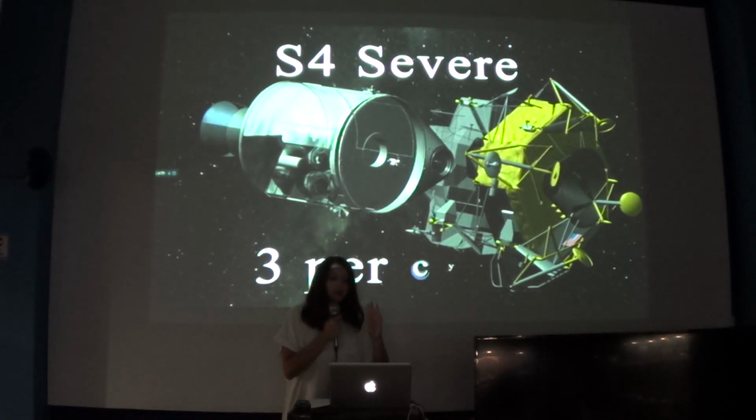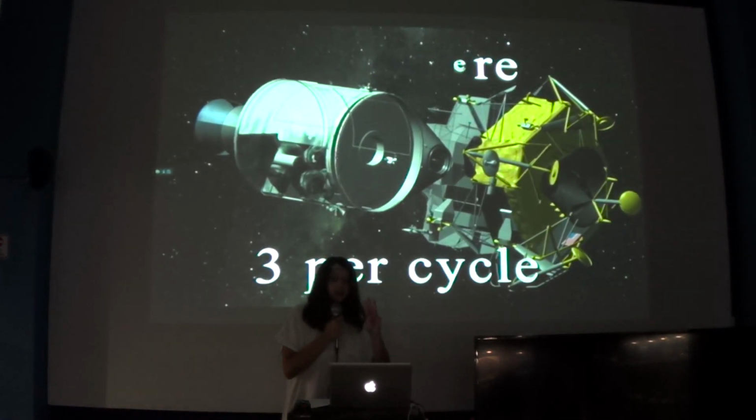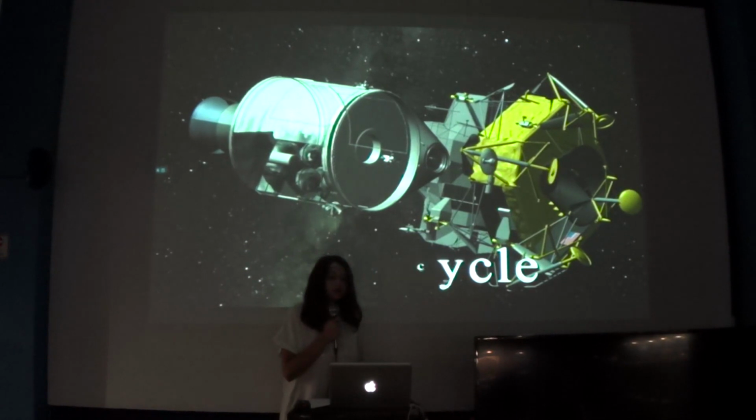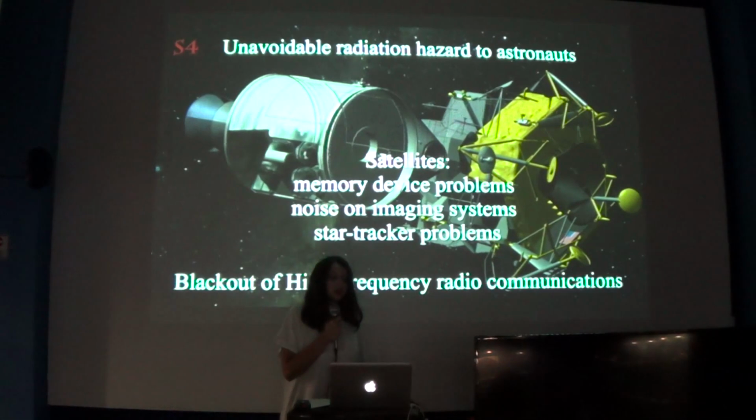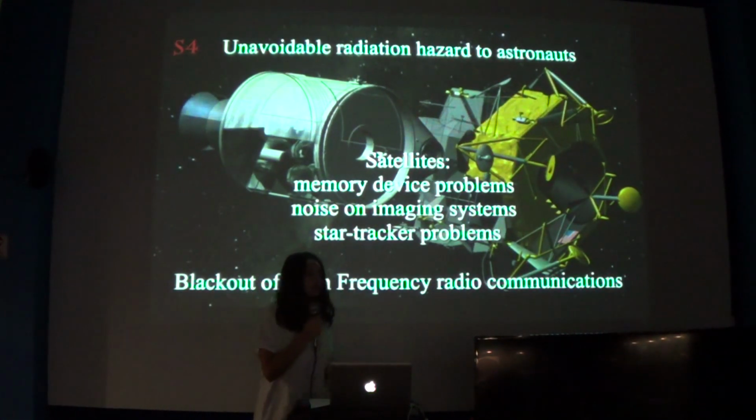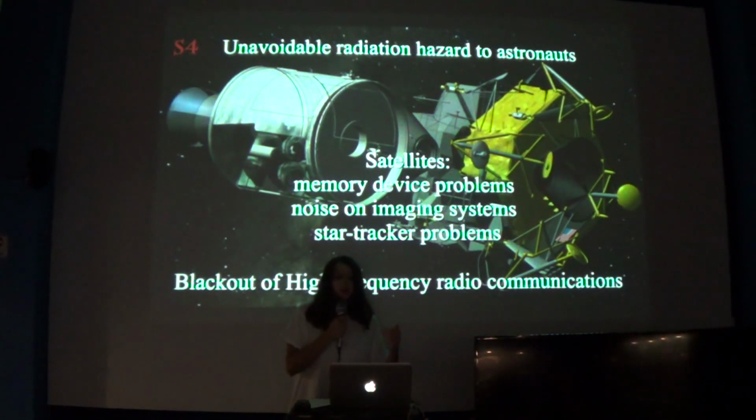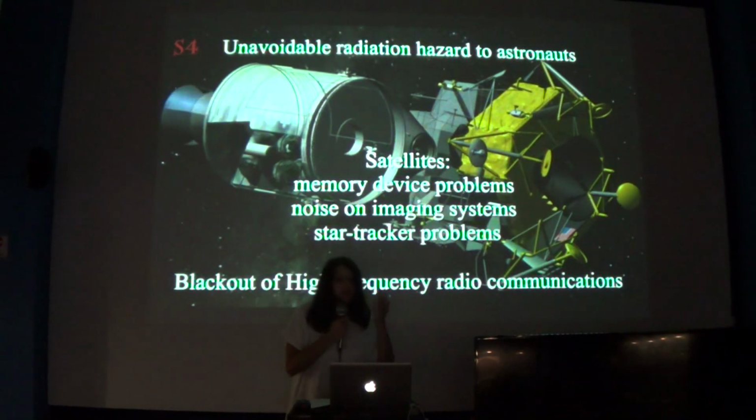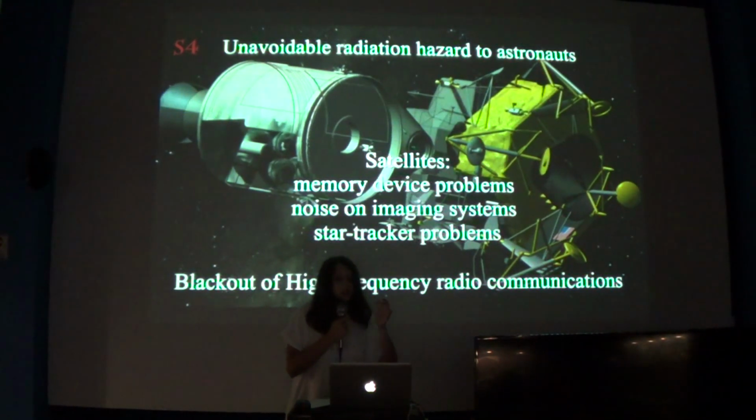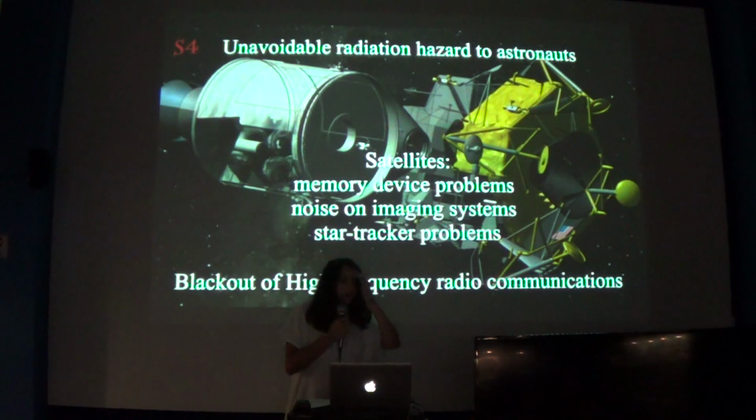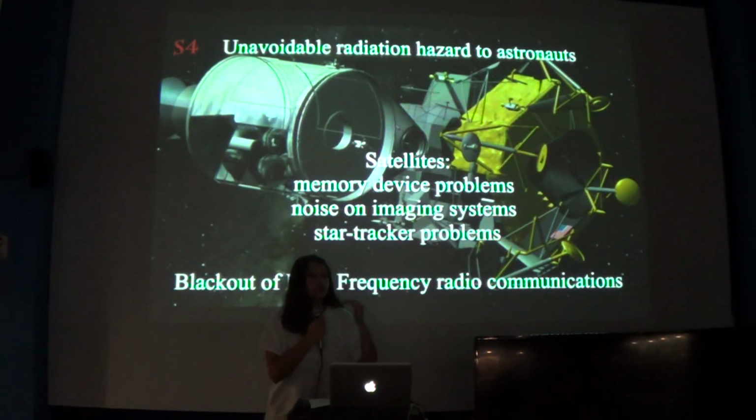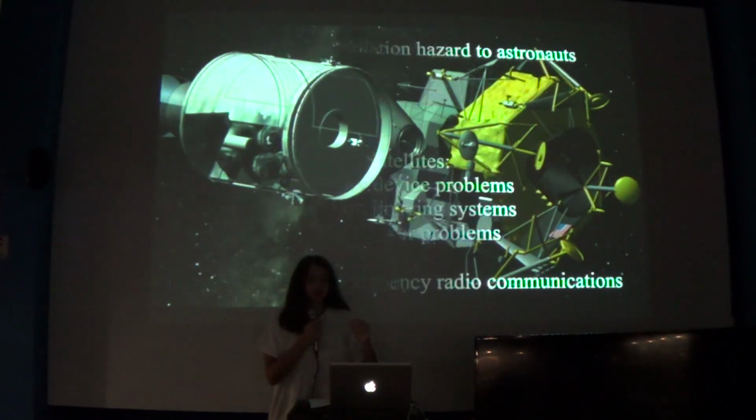S4, severe, 3 events per cycle. Unavoidable radiation hazard to astronauts. Satellites may experience memory device problems, noise on imaging systems, star tracker problems, blackout of high-frequency radio communications.